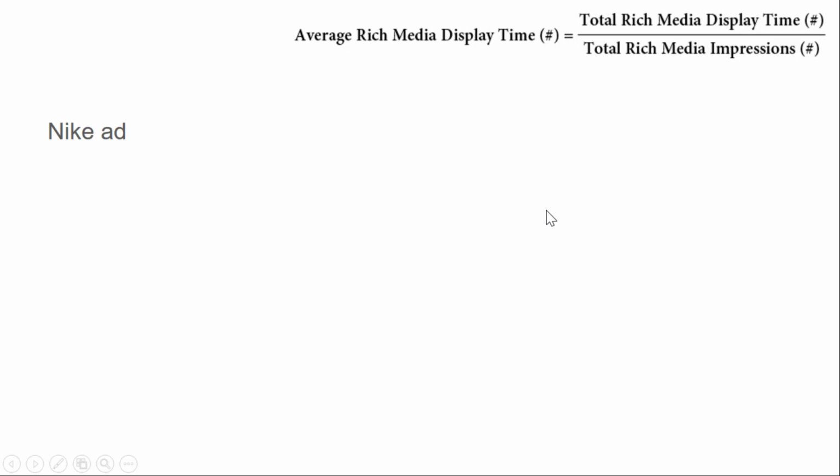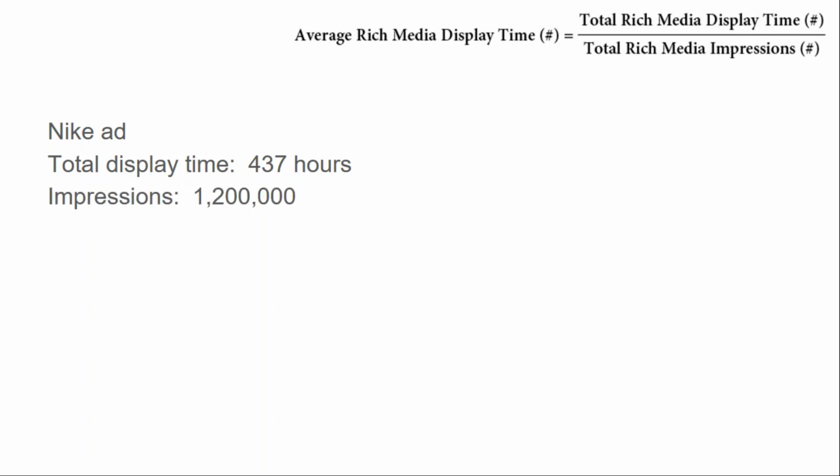Okay, so a good example here, Nike has placed an ad. We're going to use this Nike example for a number of different calculations, so just get ready for that. Nike has some particular ad where they calculated that the ad was viewed for a total of 437 hours over 1.2 million impressions, or you call that views. So the question is, what is their average rich media display time?